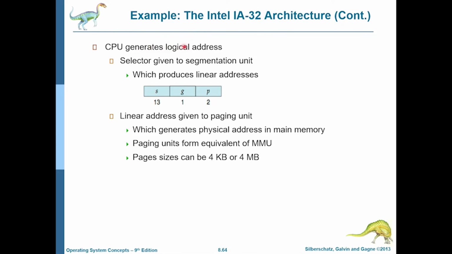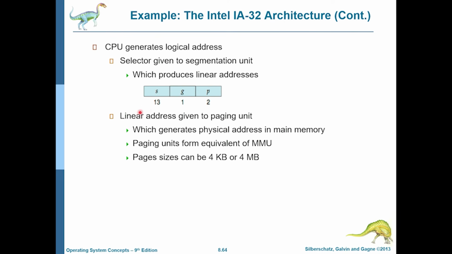The CPU generates logical addresses as always, and they are fed to the segmentation unit. So the segmentation unit gets an address like this. There is a segment selector, which is basically the segment number that takes 13 bits. And then there is a G bit, which basically tells you whether it should go to the GDT, the global descriptor table, or the LDT, the local descriptor table. As we saw, there are 8K each in each of those tables. And then this P is used for protection. Whatever address comes out of the segmentation unit, we call that the linear address.